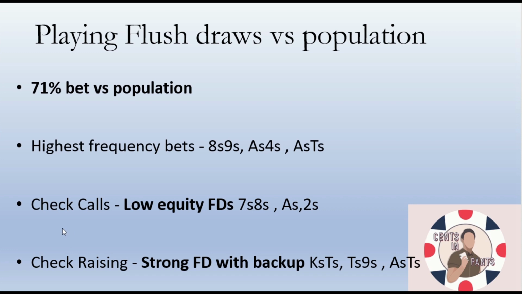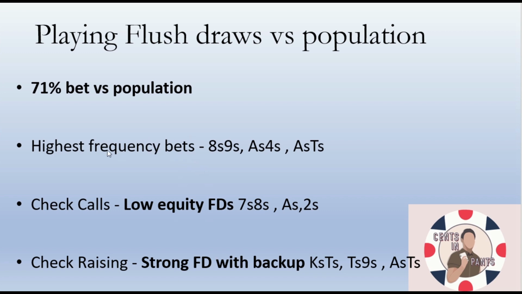So the flush draws that we actually want to check raise are the really strong ones with really good backup, like king spade, ten spades. On queen jack of spades, it has a straight flush draw. 10-9 of spades has the same value, and ace spade, 10 spade has the same value as well. But you can see how ace spade, 10 spade should be a mix between betting and checking as well, and check raising as well.